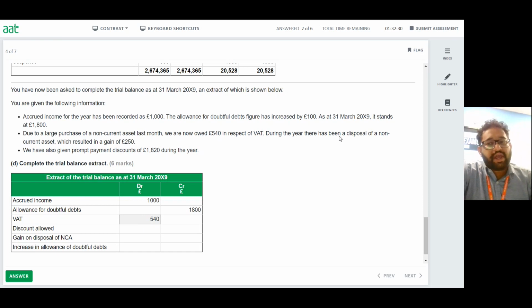The next one is during the year, there's a disposal of a non-current asset, which results in a gain. So if there is a gain on disposal, that becomes an income in my statement of profit and loss. So on my extended trial balance, that'll go as a credit of £250.